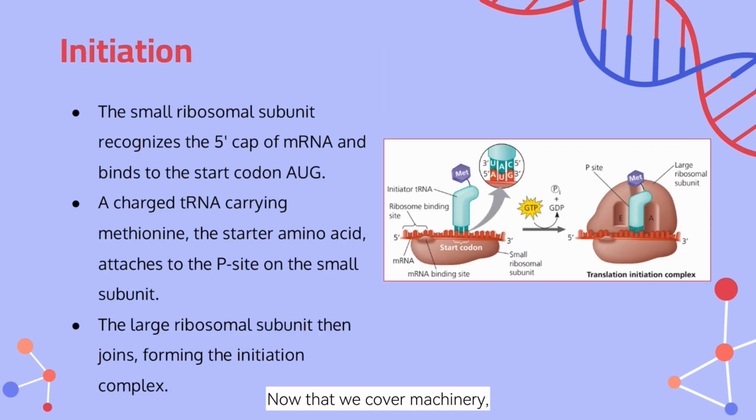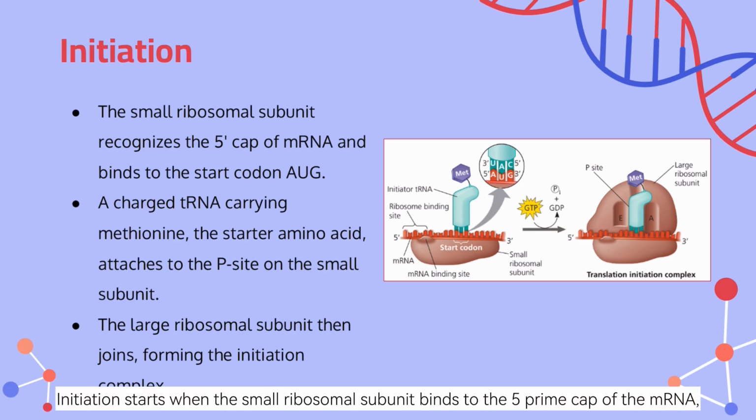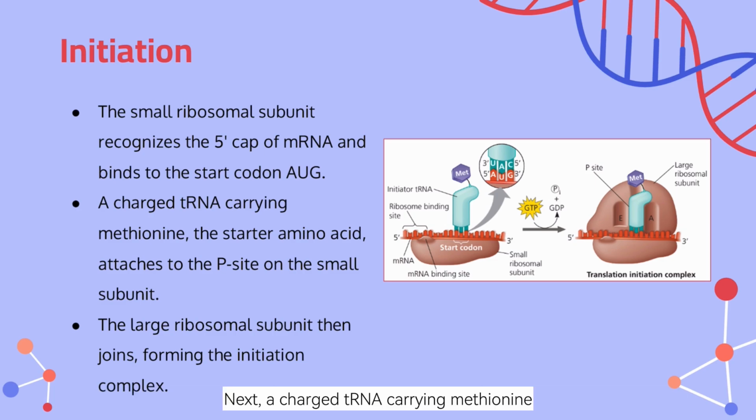Now that we've covered machinery, let's start with step 1, initiation. Initiation starts when the small ribosomal subunit binds to the 5' cap of the mRNA and locates the start codon. Next, a charged tRNA carrying methionine attaches to the P site of the small ribosomal subunit. Finally, the large ribosomal subunit joins, forming the initiation complex and preparing for protein synthesis.